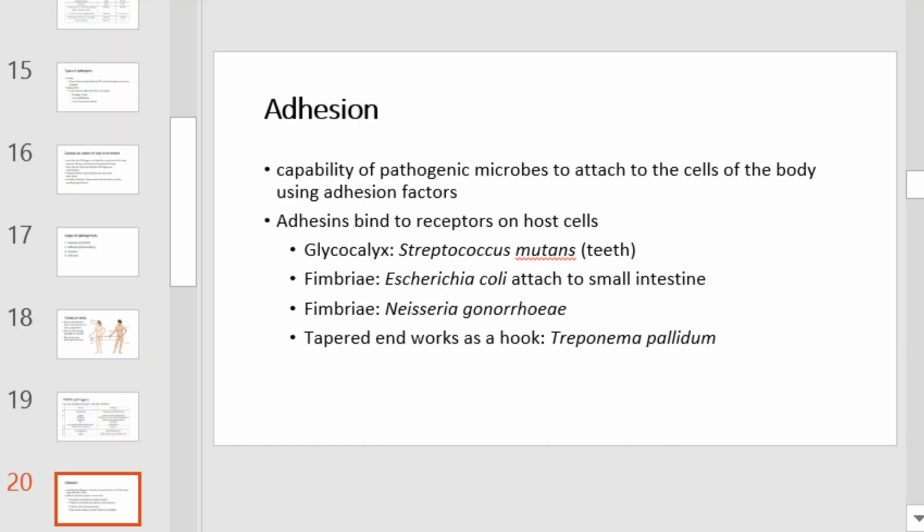Adhesion. Adhesion is the capability of pathogenic microbes to attach to the cells of the body using adhesion factors. Adhesins bind to receptors on your host cells and include things like the glycocalyx and fimbriae.